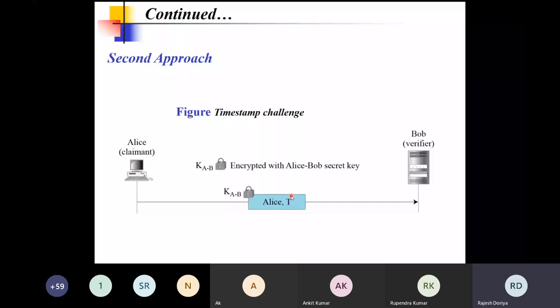And how exactly is this timestamp helping? Here we are assuming that Alice and Bob both are synchronized. This approach will not be valid if Alice and Bob are not fully synchronized, so they have to synchronize. If they are synchronized, then this timestamp upon receiving can be matched. If it is matched, that means Alice is the legitimate person who is trying to access Bob.